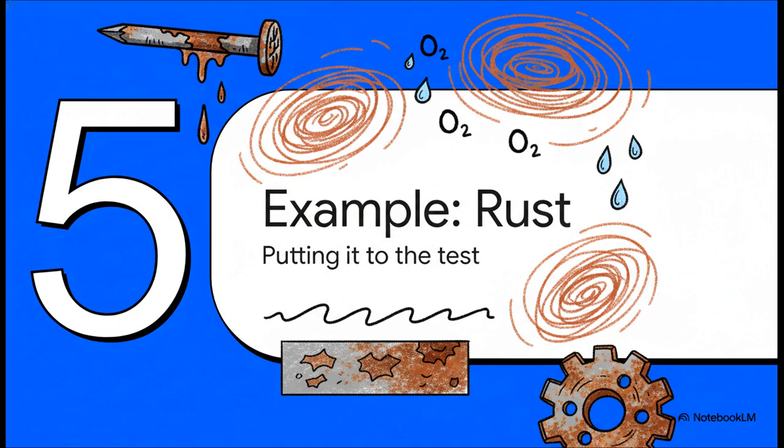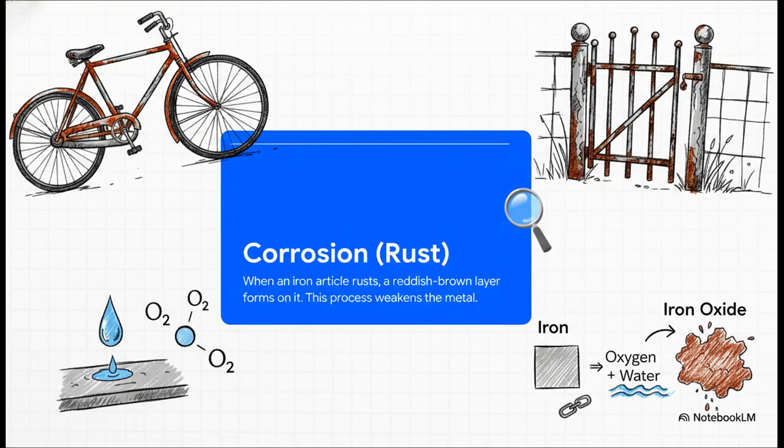All right, let's take everything we've just learned and put it to the test with something we've all seen, rust, or as scientists call it, corrosion. You know that reddish-brown flaky stuff you see on an old bike or a garden gate? That's rust. So let's use our new toolkit. Is it slow or fast? Definitely slow. Harmful or useful? Harmful for sure. Reversible? Nope. And the big one? Physical or chemical? It's gotta be chemical, because the iron has literally turned into a new substance, iron oxide.